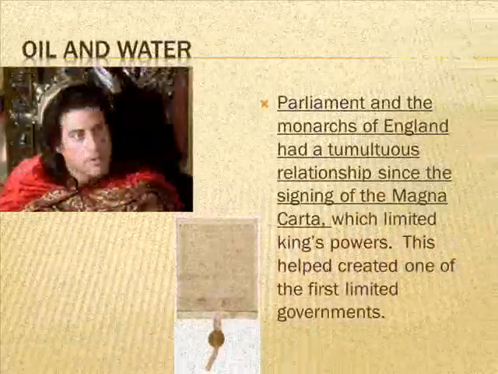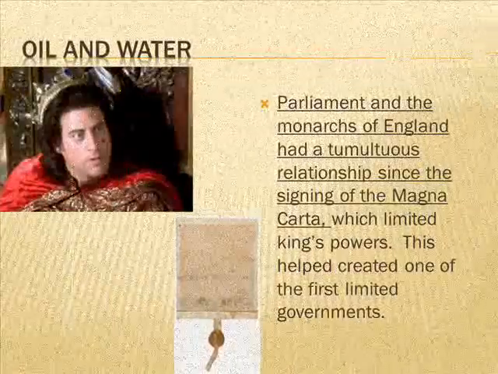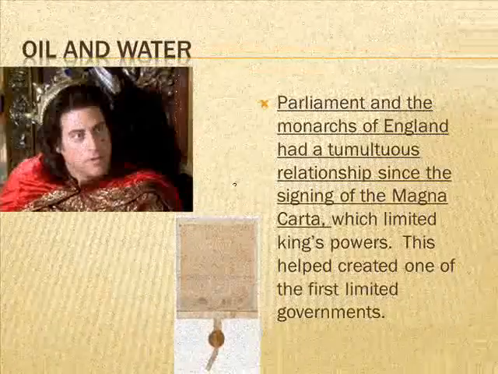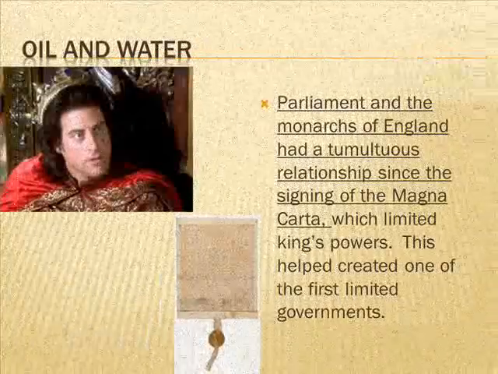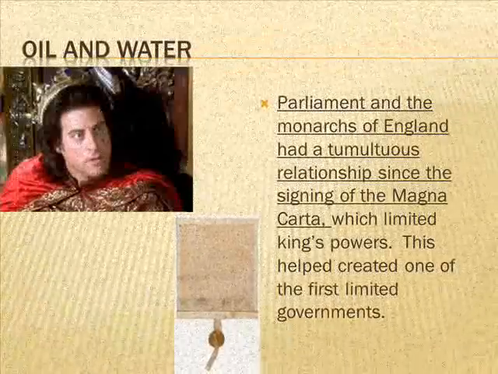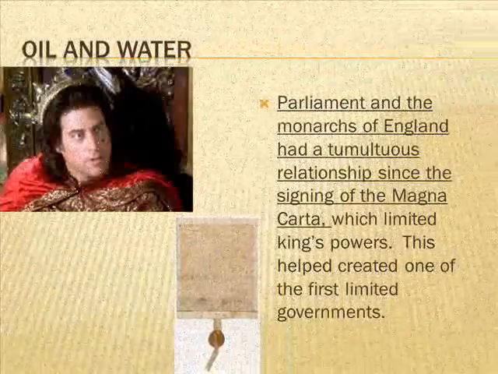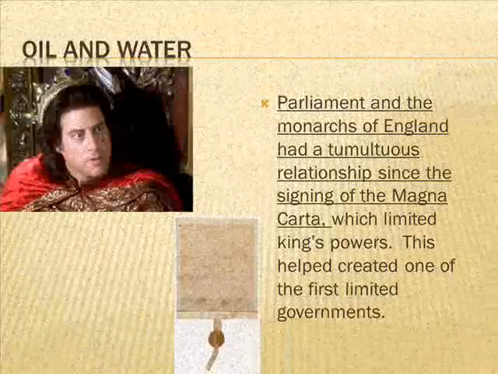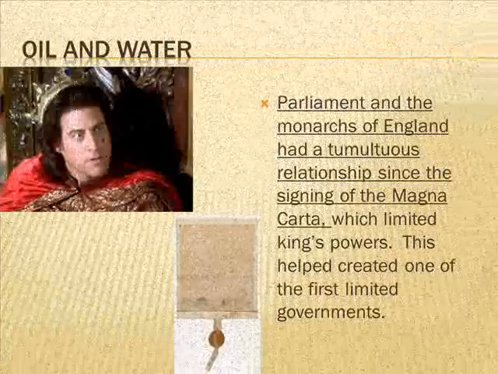Well, Parliament and the monarchs tended to get along kind of like oil and water. For those of you not familiar with that cliche, oil and water don't really mix so well. Those of you who like to cook probably know this. When you pour oil in a thing of water, you'll kind of see them stay separate. Well, ever since the Lords had made the King of England, King John, sign the Magna Carta, Parliament and the English monarch, they just didn't get along.